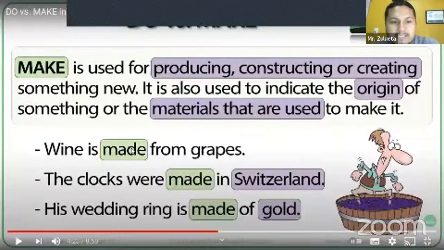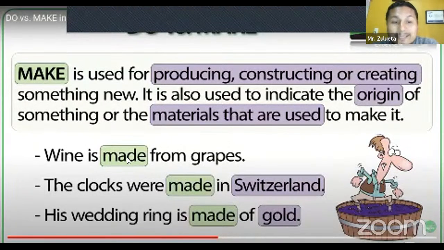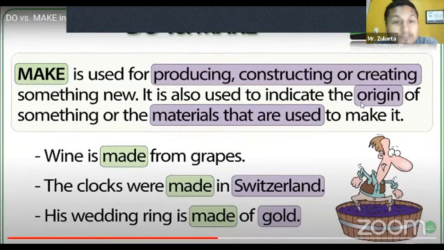It was constructed. Okay, so in this case, the verb made, when you have an item and you want to see its origin, where it was made, you go to the back of it and you can read the tag, okay? And it would say made in China, made in Thailand, okay? So this is the origin. Where was it made? The country, okay? Another example would be, what materials were used to make the item, to make the object, okay?